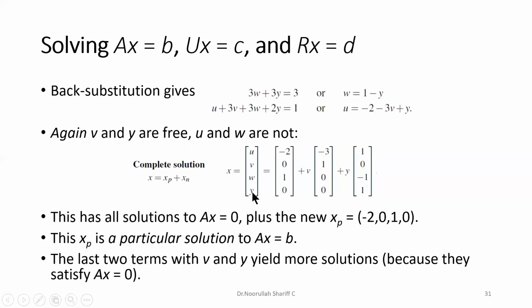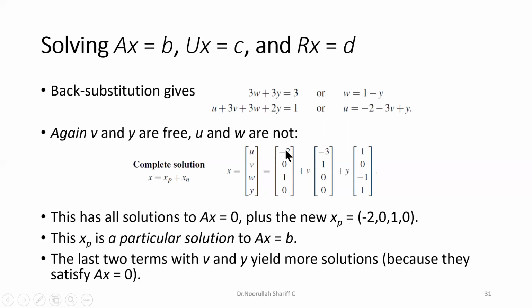Now if you substitute the values of u and w in x, so x will be nothing but u, v, w, y. For u, we substitute this value. For w, we substitute this value. Then v and y, we keep as they are. Then we will get these (minus 2, 0, 1, 0), then (minus 3, 1, 0, 0) with v multiplied, then y multiplied with (1, 0, minus 1, 1). You can check this also.